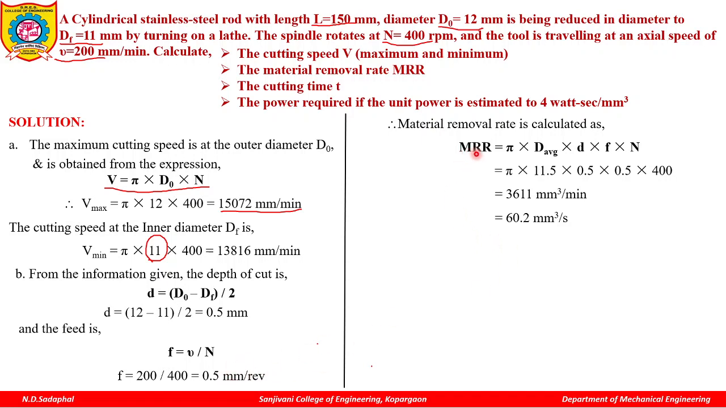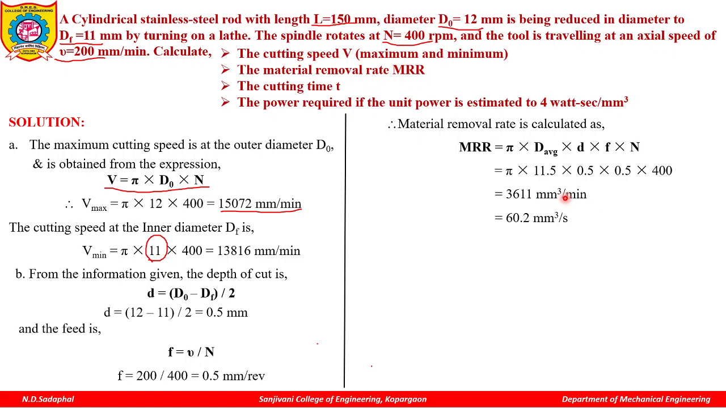Then MRR formula we know, pi into d average into d into f into N. D average we can calculate. How are you going to calculate? D0 plus DF upon 2. D0 we know 12, DF 11. So 11 plus 12 upon 2, you will get the answer 11.5. That calculation is not shown here, directly the value is taken, so you have to calculate it first. So from this formula we will get the answer 3611 mm cube per minute.